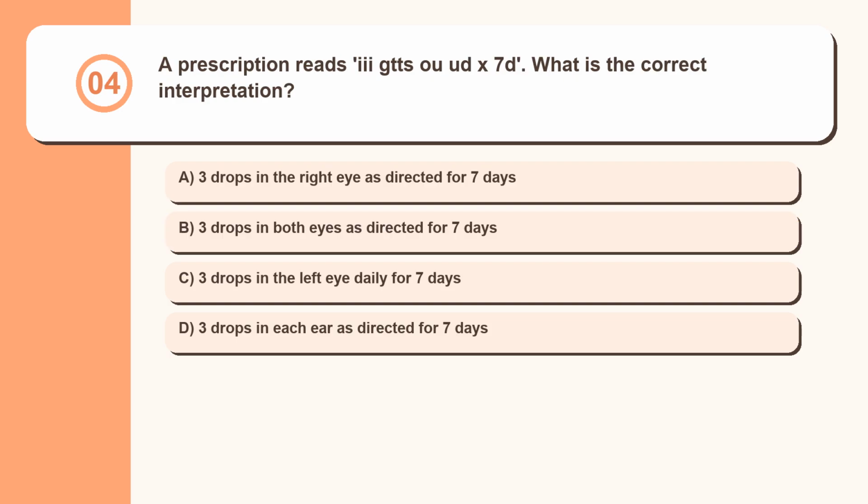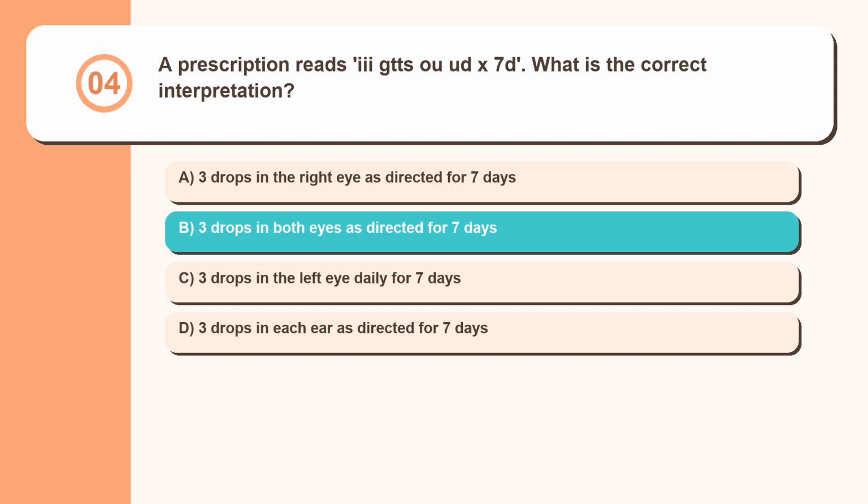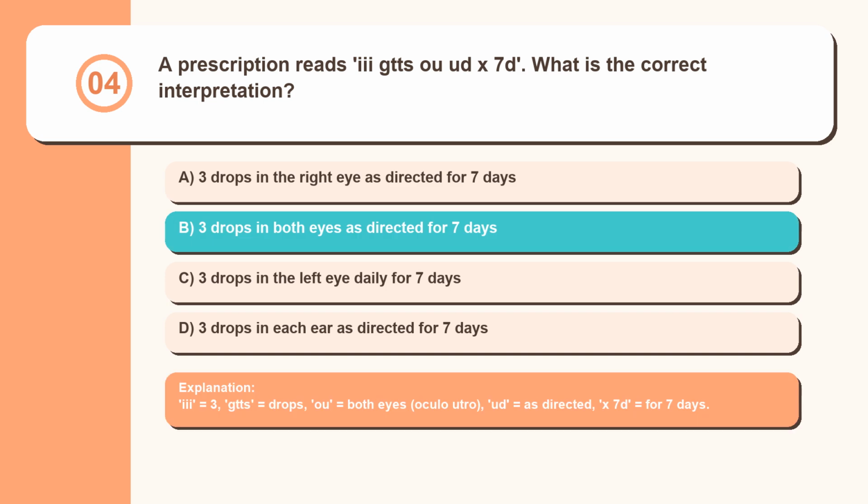Question 4. A prescription reads 3 gtts OU UD x 7d. What is the correct interpretation? 3 drops in the right eye as directed for 7 days. 3 drops in both eyes as directed for 7 days. 3 drops in the left eye daily for 7 days. 3 drops in each ear as directed for 7 days. 3 equals 3, gtts equals drops, OU equals both eyes, oculo uterque, UD equals as directed, x7d equals for 7 days.